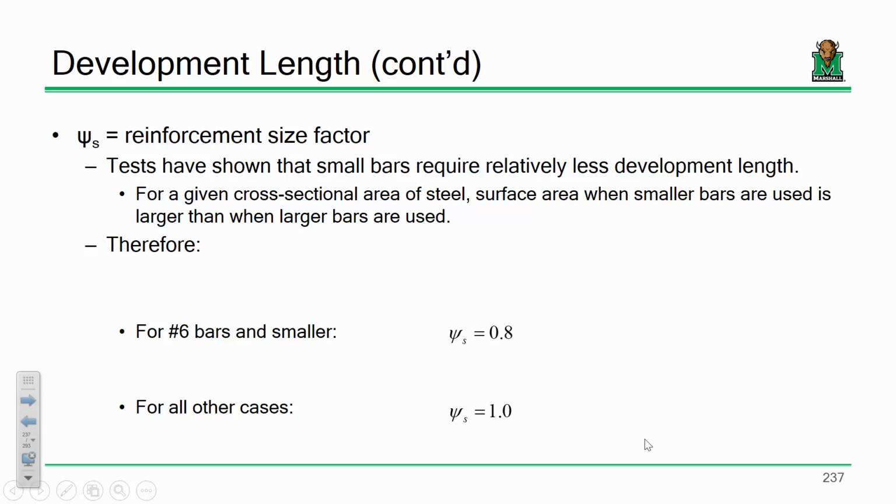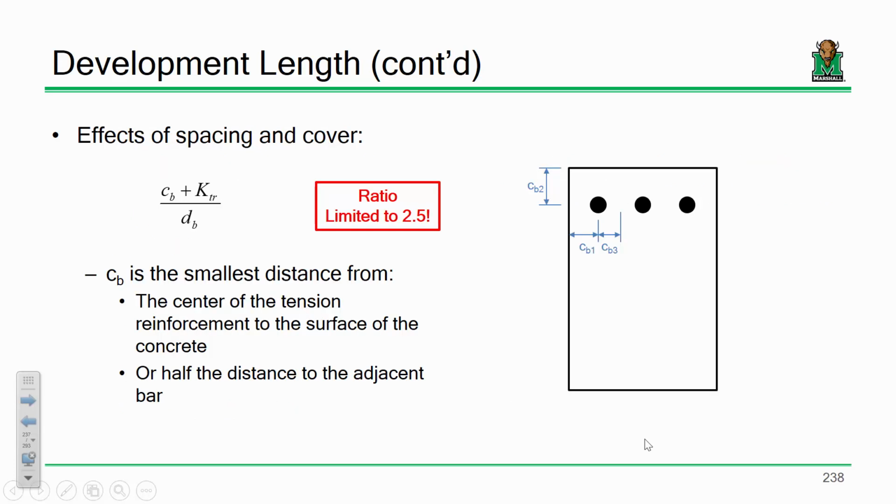And so the way that we handle that from a spec perspective is we say if you're using any reinforcement that's a number 6 bar or smaller, we can reduce our development length by 20%. We can use a psi factor of 0.8. But if you're using a number 7, number 8, any other larger bar, just take a psi to be 1. Does that make sense? Okay. Any questions so far? All right.